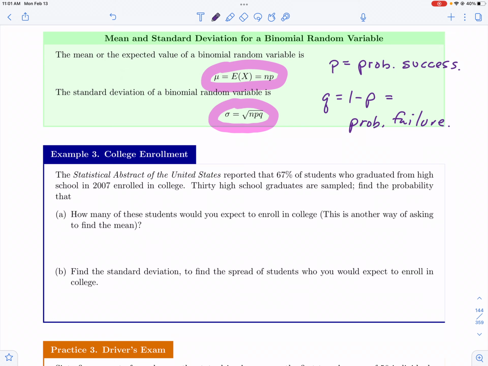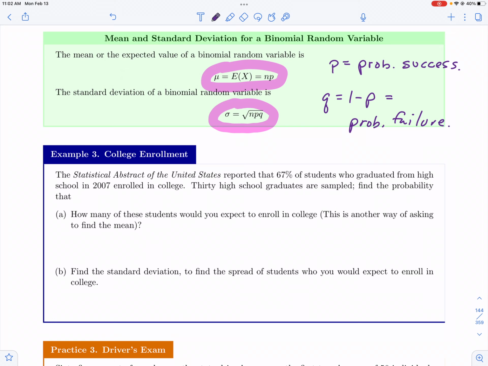All right, so let's look at example 3 here real quick. The Statistical Abstract of the United States reported that 67% of students who graduate from high school enrolled in college. 30 high school graduates are sampled. How many of these students would you expect to enroll in college? Find the standard deviation to find the spread of those you would expect to enroll in college.